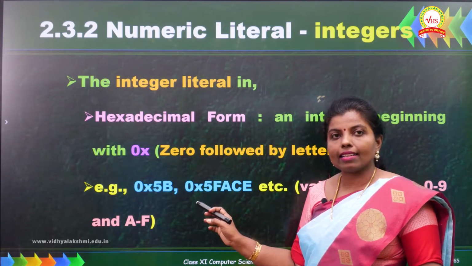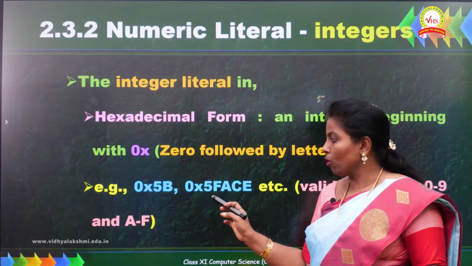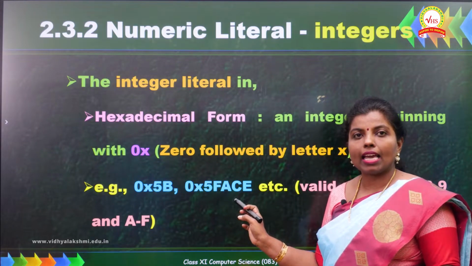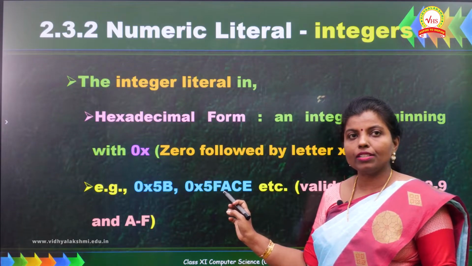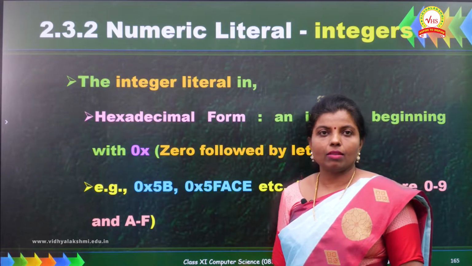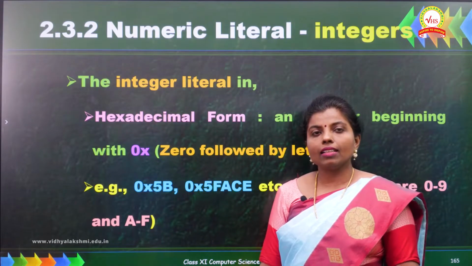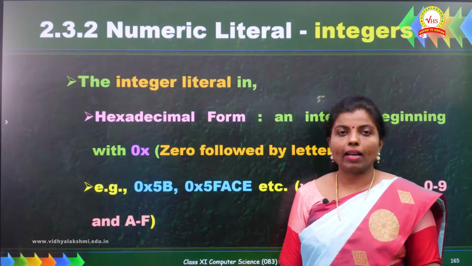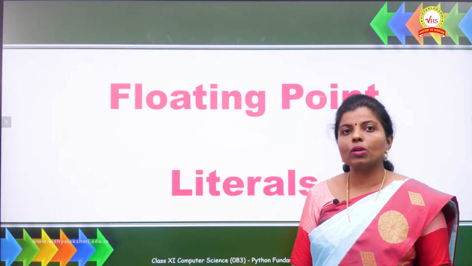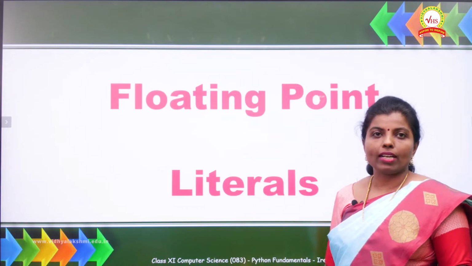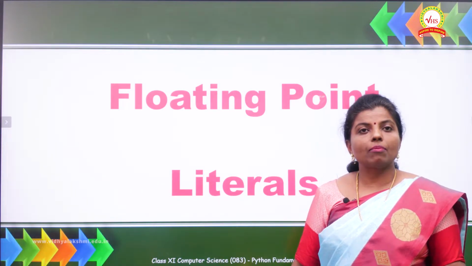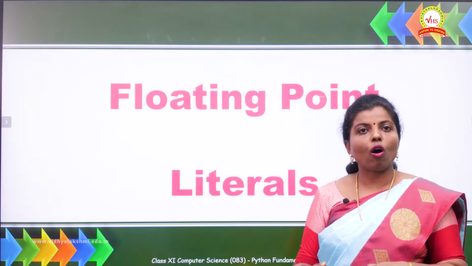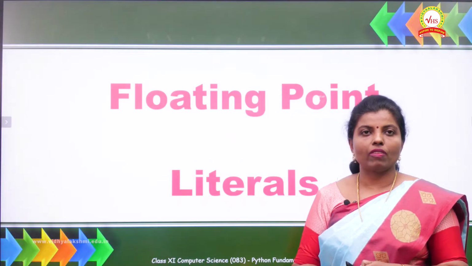You can see the next example, 0x followed by 5FACE. So, this is also a valid integer literal in hexadecimal form. So, these are the integer literals allowed by Python. Now, let us move on to floating point literals. We have learned about the integer literals. They can be represented in decimal form, octal form and hexadecimal form.